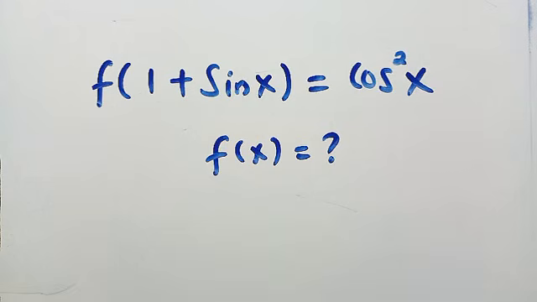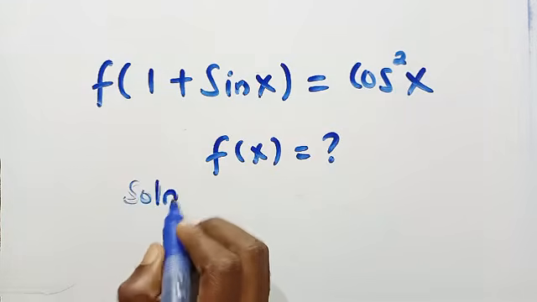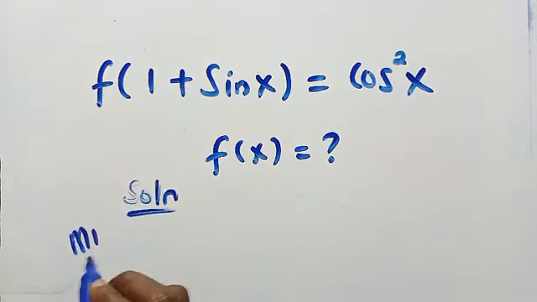How to solve these nice functional equations? We have an inserted domain in the function, which is 1 plus sine x, while the right hand side is cos²x. This is more of trigonometric functions. I want to find only f of x. I will solve this in two different ways. Let's get into it. So we consider the solution here, and here is method 1.